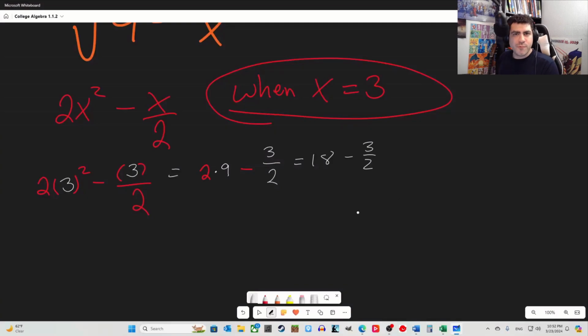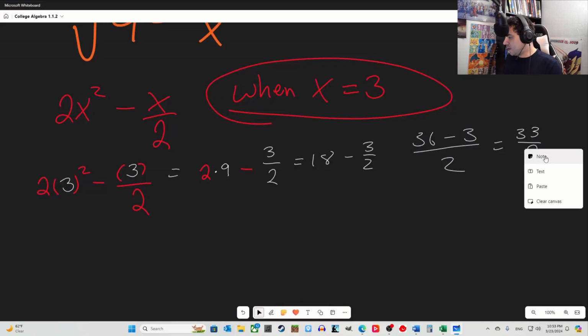Now, if you remember from arithmetic, the way we solve a fraction with a whole number, you multiply the whole number by the denominator of the fraction, and then you subtract the numerator. So we have 18 times 2. What is that? That is 36 minus the numerator, 3. And then we divide the whole thing by the denominator, 2. Cool. 36 minus 3. This becomes 33 divided by 2.